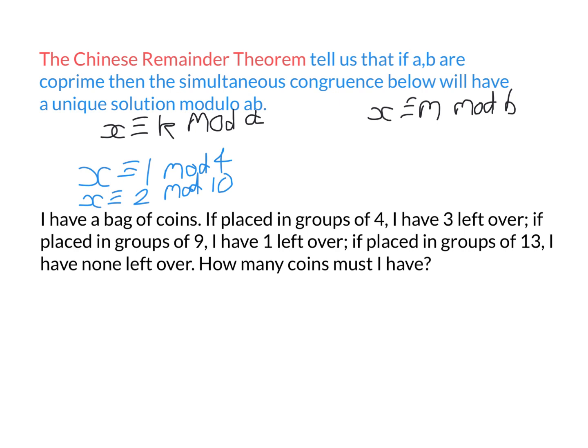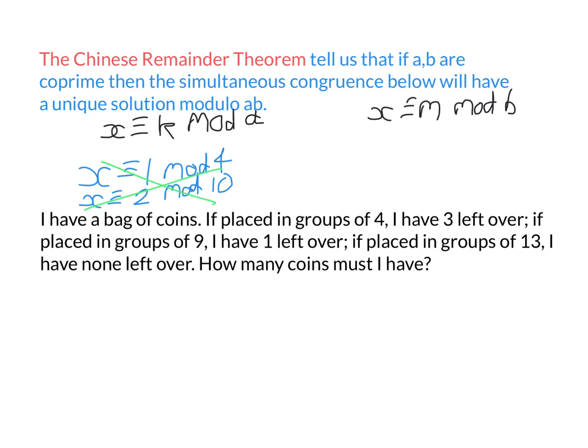So if I wanted to solve x is equivalent to 1 mod 4 and x is equivalent to 2 mod 10, I actually can't do it. There's no solution. Once again, anything equivalent to 1 mod 4 must be odd. Anything equivalent to 2 mod 10 is even. So I will never be able to find a value for x that satisfies both of these equations at the same time. So the reason it doesn't work here is 4 and 10 are not co-prime. So the Chinese remainder theorem doesn't guarantee that there will be a solution.